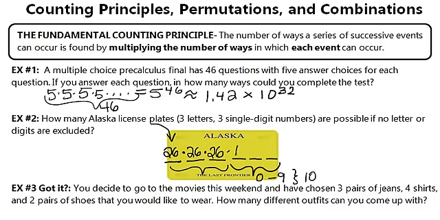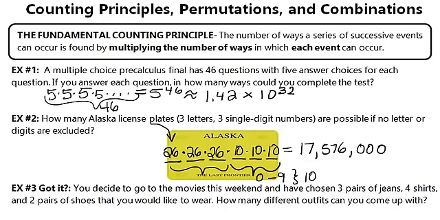We have 10 options for our first digit. We have another 10 since no number was omitted, and we have another 10. If we were to multiply this out, we have a whopping 17,576,000 possibilities for our Alaskan license plates.